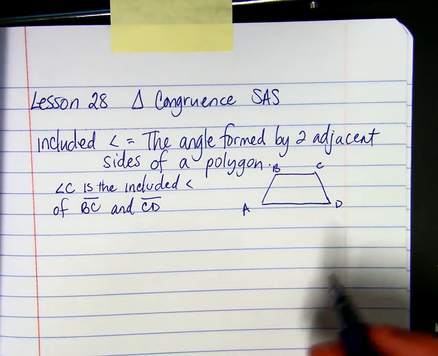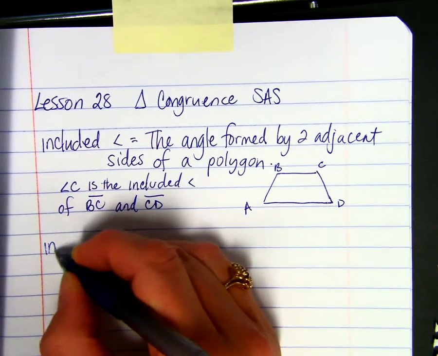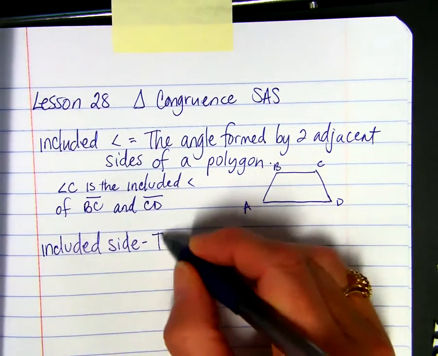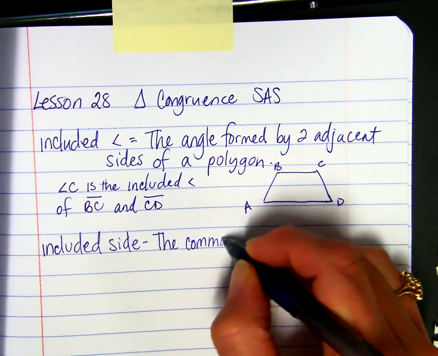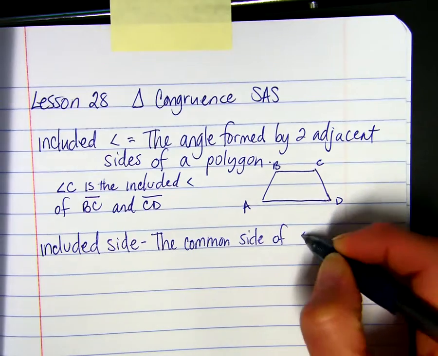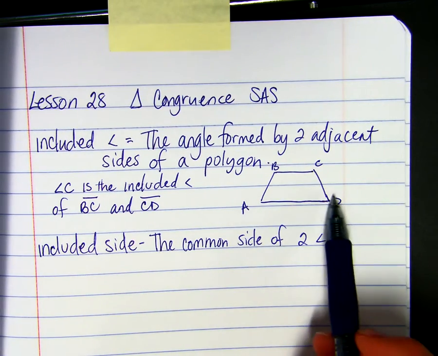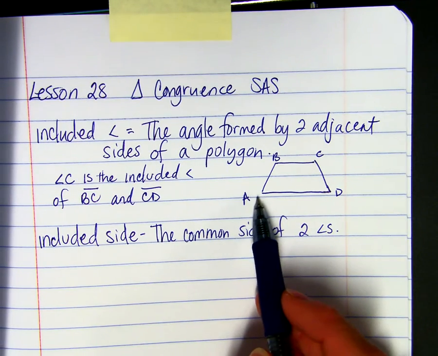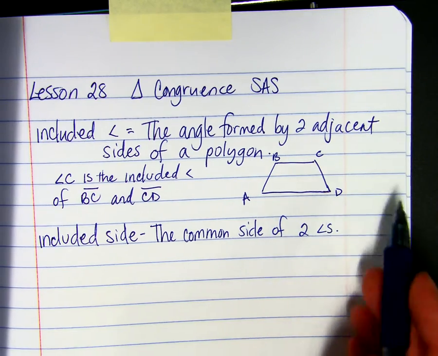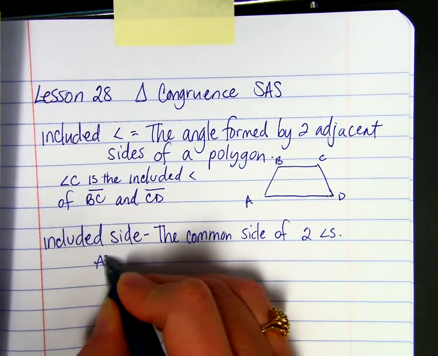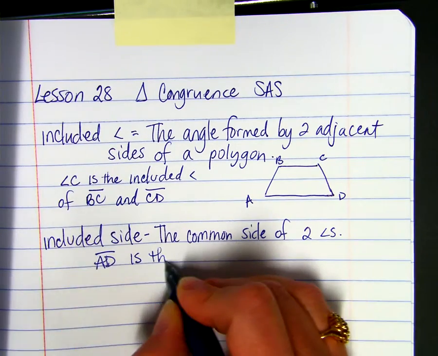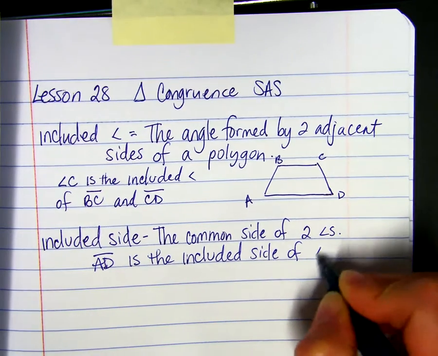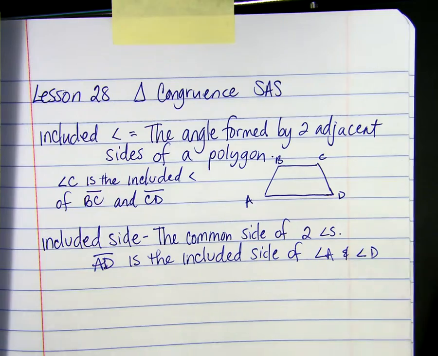The next one is the included side. And the included side is the common side of two angles. So referring to the figure above, side AD would be the included side of angle A and angle D. So segment AD is the included side of angle A and angle D.